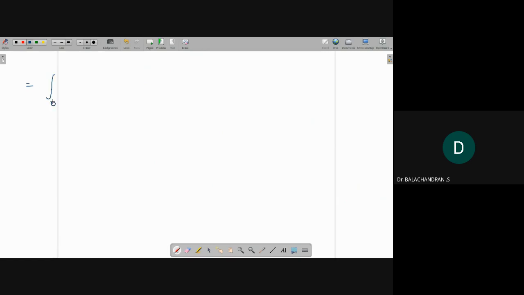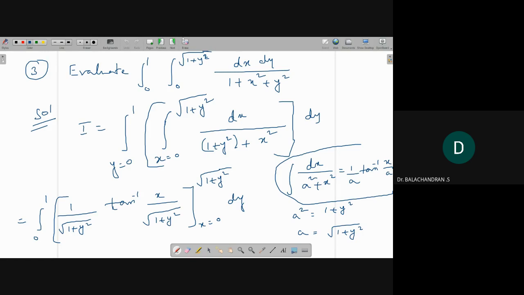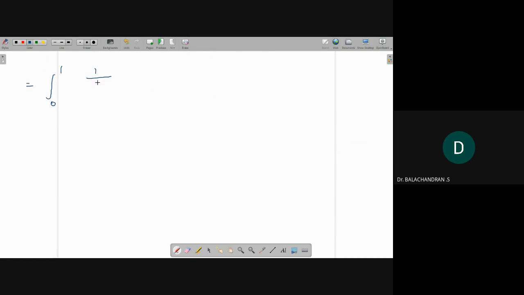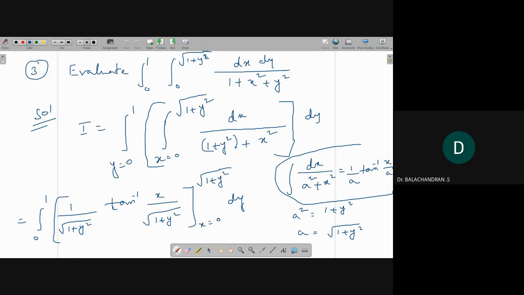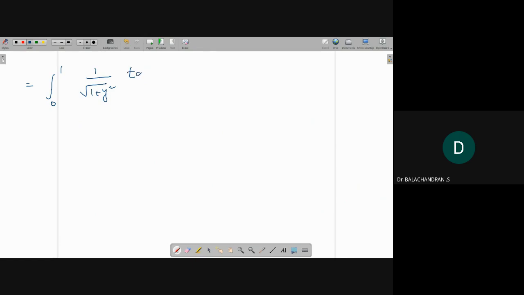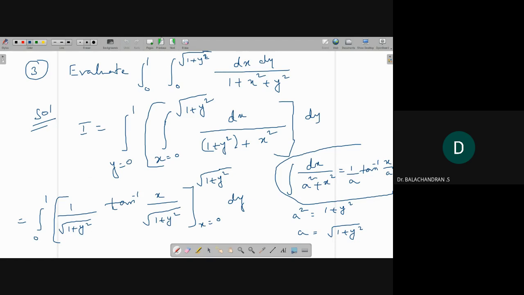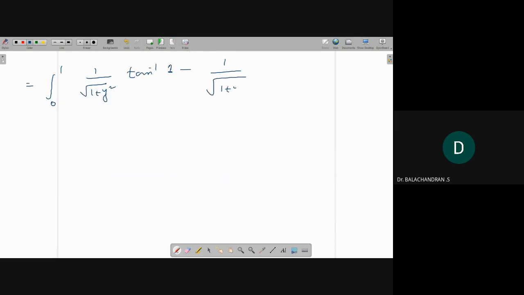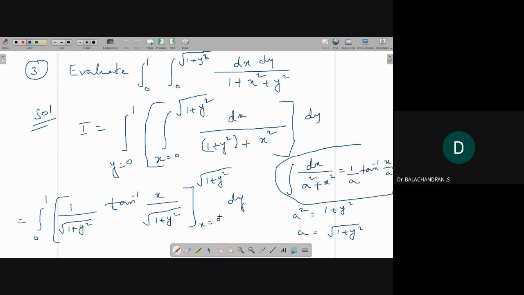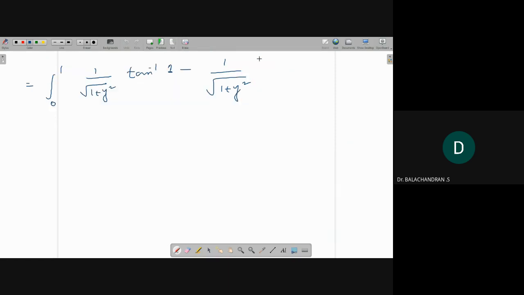So the integral 0 to 1, 1 by root of 1 plus y square, into tan inverse of root of 1 plus y square by root of 1 plus y square, which is 1. So tan inverse of 1, minus again 1 by root of 1 plus y square, tan inverse of x equal to 0, means tan inverse of 0, into dy.